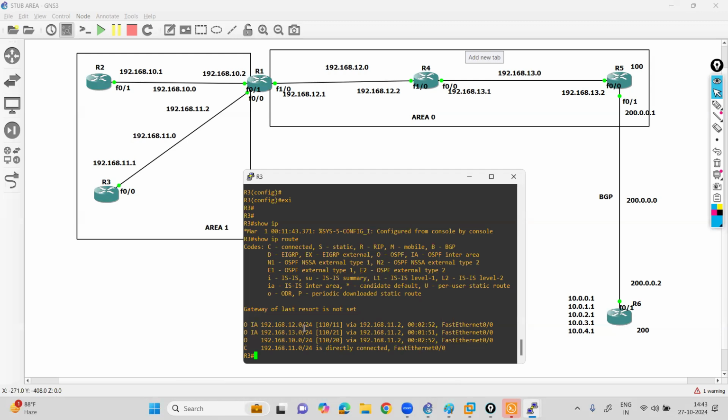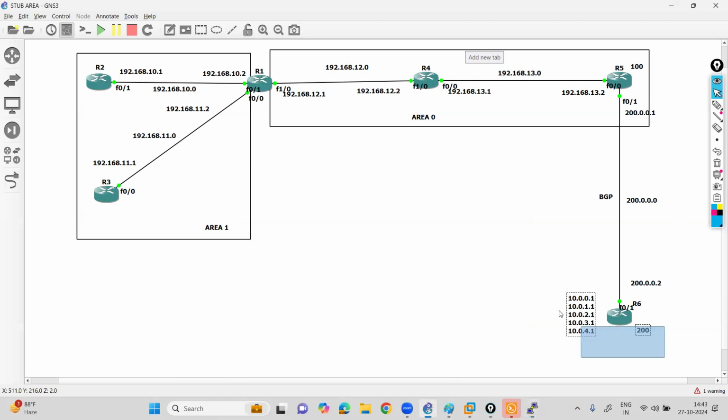And these two routes are coming from the different area, inter-area, right? These are coming from the different area. But why is there no network from this side?